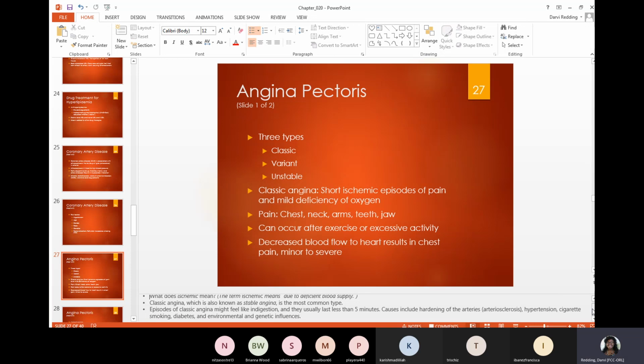So the most common type of angina is the classic angina.